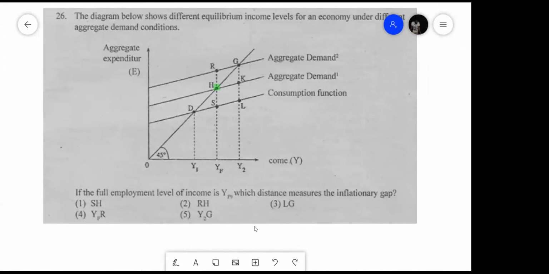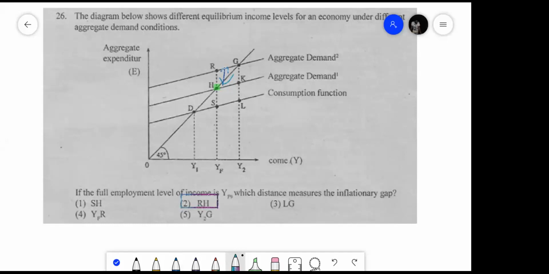Guys, remember, an inflationary output gap is where the economy is at equilibrium above the full employment level. So the inflationary output gap is this. Remember, this distance is called the inflationary output gap, what I just highlighted. If the answer said GK, that is also correct. If it said RH, that is also correct. So you only have RH here.